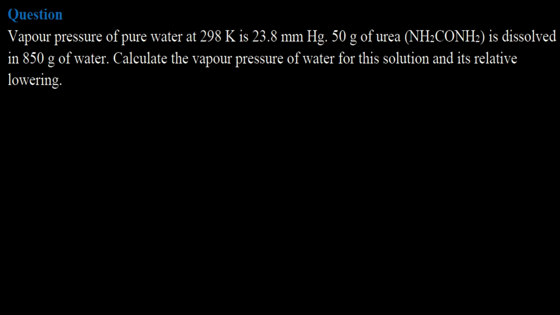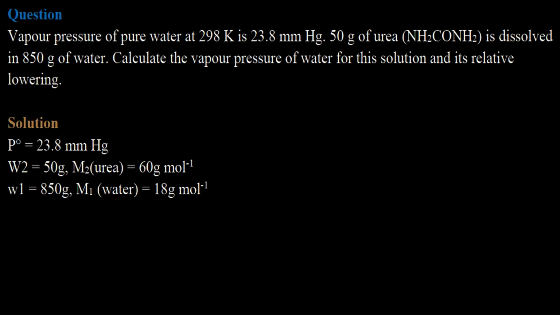That is, you are asked to calculate the vapor pressure of the resulting solution, and its relative lowering of vapor pressure. So, this is a problem based on relative lowering of vapor pressure, which is the first colligative property that we have already learned. So here, what is given? We'll see. P naught is the vapor pressure of the pure solvent. The solvent here is water, so it is 23.8 millimeters of mercury.